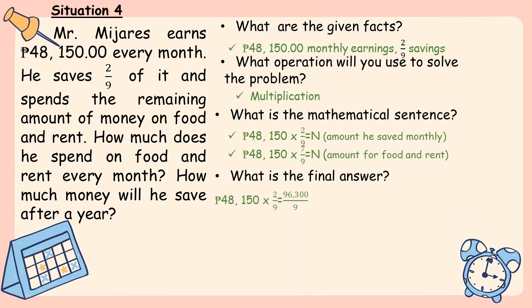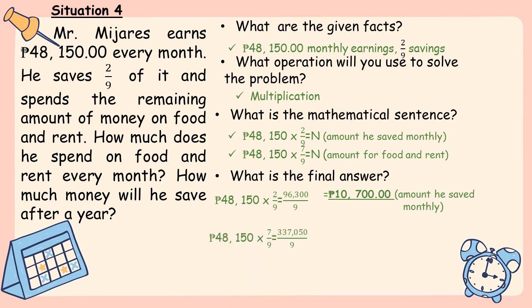So here is the solution. The first thing that we are going to do is to find the amount that he saved monthly. So 48,150 times 2/9. So what is 2/9 of 48,150? We'll just simply multiply the numerator by the whole number. So 48,150 times 2 is 96,300 over 9. So just divide it by 9. The answer will be 10,700 pesos. And that is the amount of savings that he saved monthly.